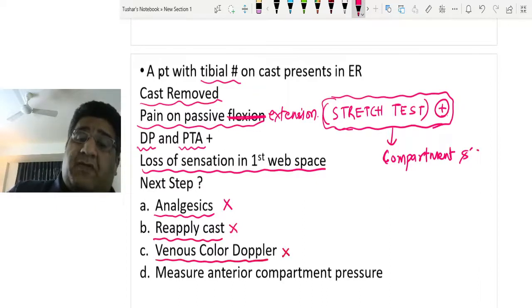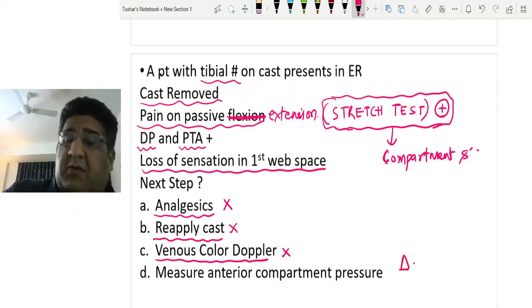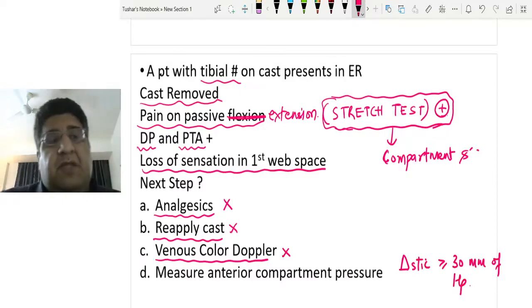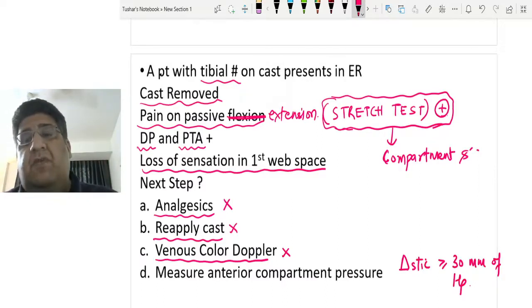Bloody hell, why do you want to confirm with a Doppler? You have to measure the pressure, and the diagnostic compartmental pressure value is more than or equal to 30 millimeter of mercury, although that is something which we don't do often. What we do often is take the stretch test. If that comes out to be positive, we immediately shift the patient for surgery, and that is fasciotomy.